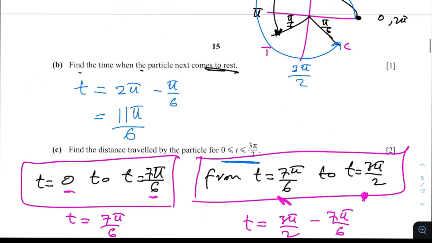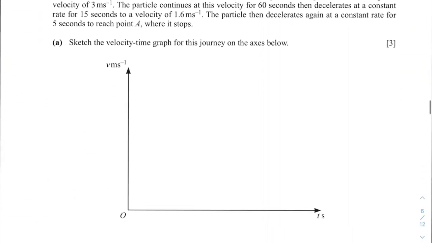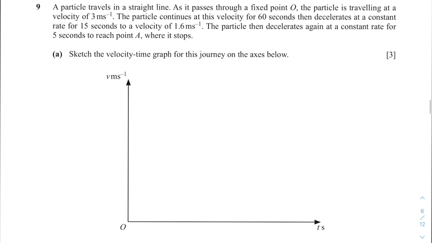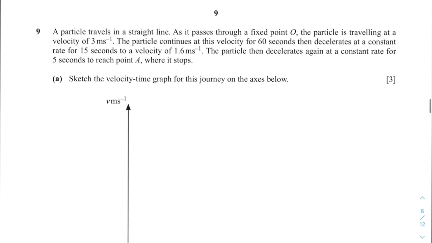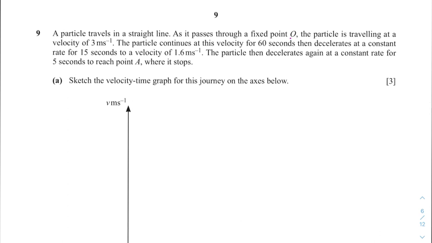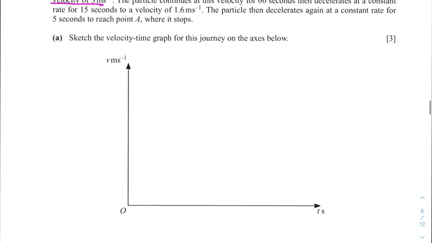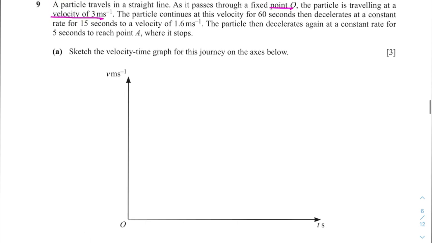Okay, so the next thing that we work on is this particular question. It says that a particle travels in a straight line and it passes through point O. The particle is moving with this velocity. Okay, so I believe that we can just start plotting it. If the particle is moving at velocity of 3, then it means that the particle goes this way. Then it says that the particle continues for 60 seconds. So from here to here is about 60 seconds.